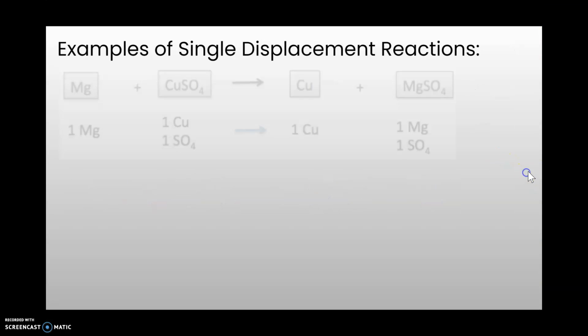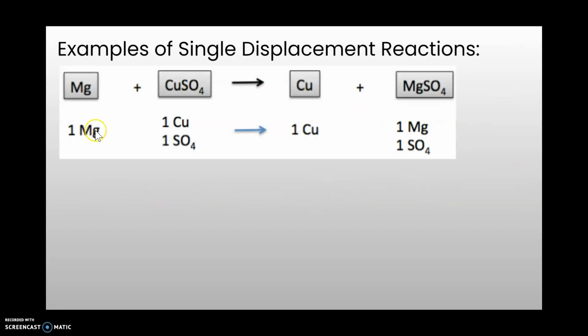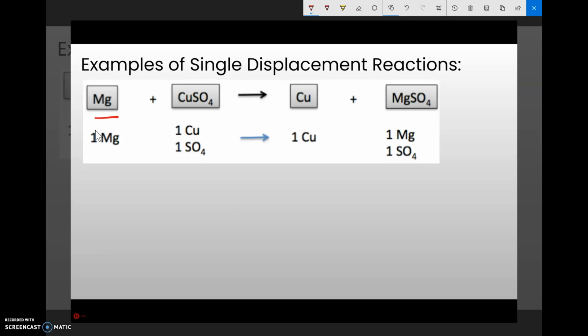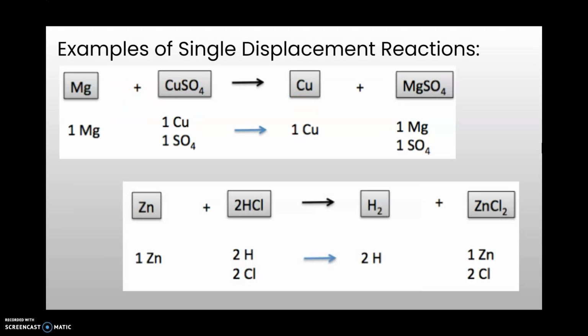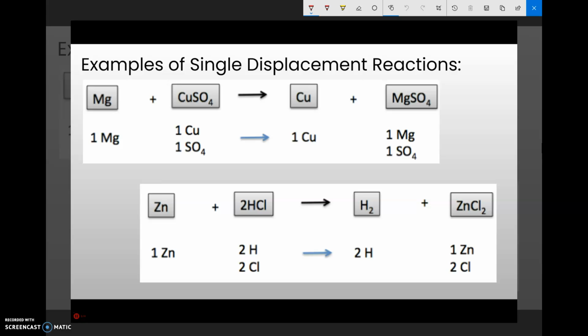These are some examples of single displacement reactions. Notice that we've got one single element, and then a compound, and then they switch places. Because magnesium is a metal and copper is a metal, these two switch places. So over here you get magnesium and sulfate, and then the copper is by itself. And here's another example. In this case, zinc is a metal, it has a positive charge. Hydrogen has a positive charge, the chloride has a negative charge. So the two positively charged elements are going to switch places. So hydrogen's by itself, and the zinc bonds to the chlorine.